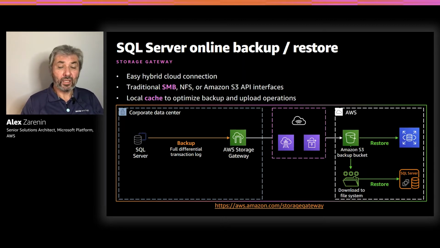From this bucket, the full, differential, and transaction log backups can be directly restored to Amazon RDS or downloaded to a file system and then restored to SQL Server on EC2. Thus, you can keep your on-premises and in-the-cloud databases in sync until you are ready to do the cutover to AWS.